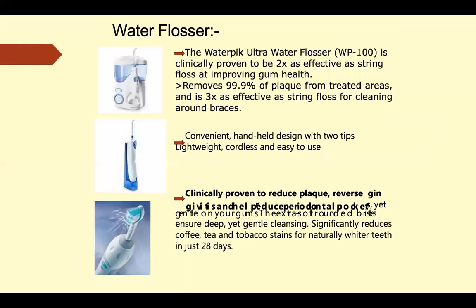Now, water flosser. The Waterpik Ultra water flosser is clinically proven to be twice as effective as string floss at improving gum health. It removes 99.9% of plaque from treated areas and is three times as effective as string floss for cleaning around braces. Convenient handheld design with two tips, lightweight, cordless and easy to use.